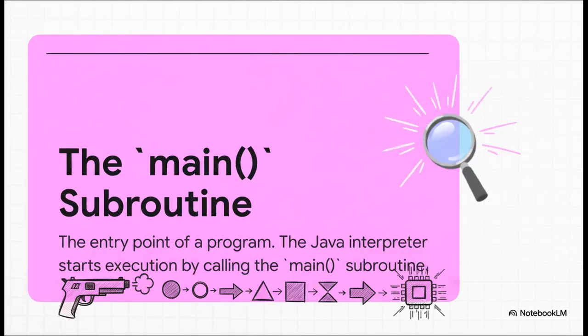So with all this code, where does the interpreter even begin? It looks for one very special subroutine named main. This is the designated front door, the entry point. It doesn't matter if you have 1,000 files and 1,000,000 subroutines, main is the starting pistol that kicks off the whole chain reaction. It's always the very first thing the computer runs.